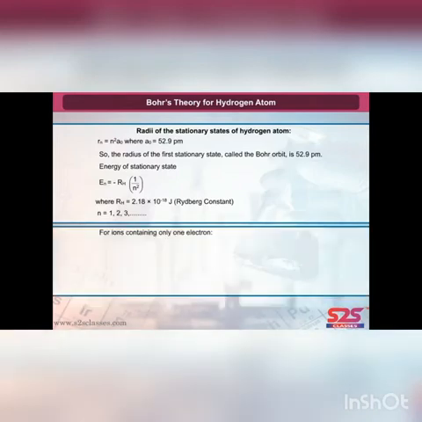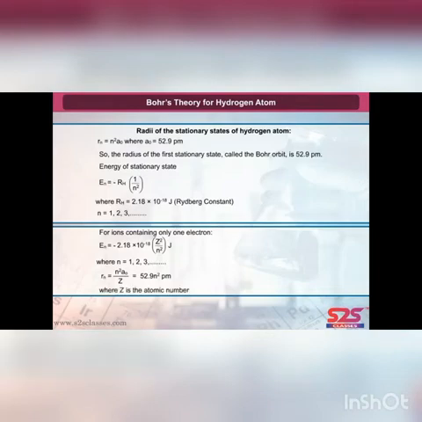For ions containing only one electron, energy gets modified and is given by En is equal to minus 2.18 times 10 raised to the power minus 18 multiplied by Z square over n square joules, where n can have values 1, 2, 3 and so on. The radius is given by Rn is equal to n square a naught over Z, equal to 52.9 n square picometer, where Z is the atomic number.